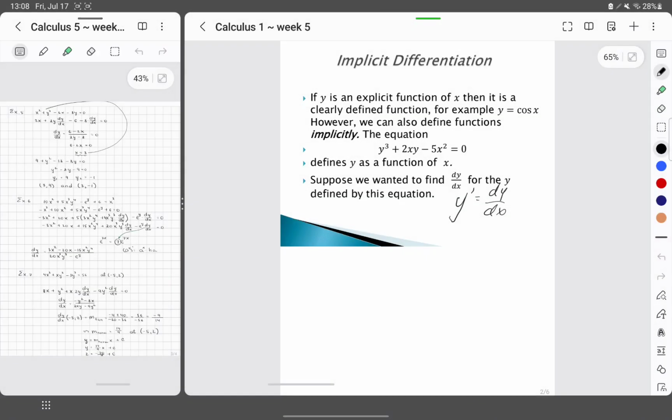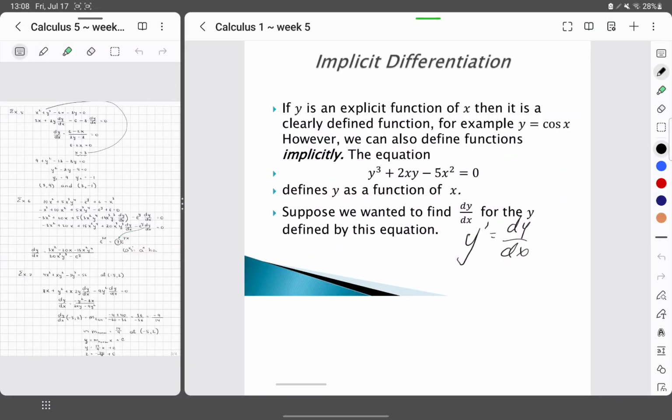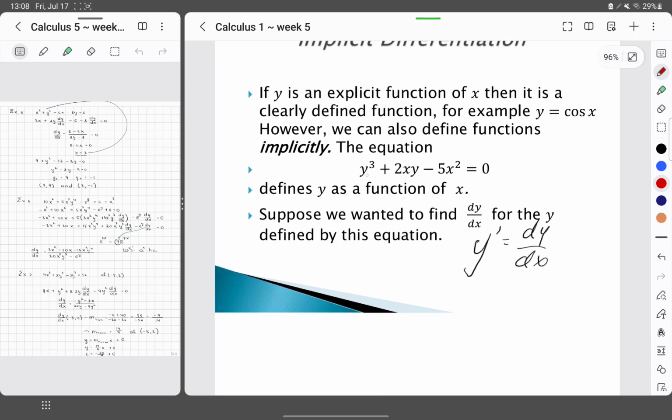I want to read: if y is an explicit function of x, then it is a clearly defined function. For example, y equals cosine of x. That is explicit. However, we can also define functions implicitly. The equation y squared plus 2xy minus 5x squared defines y as a function of x.